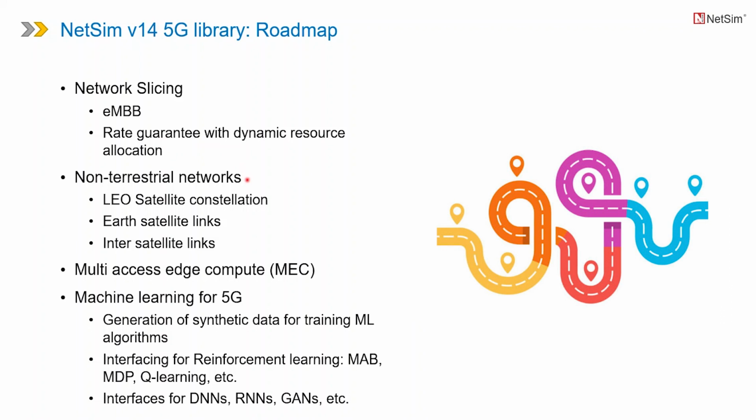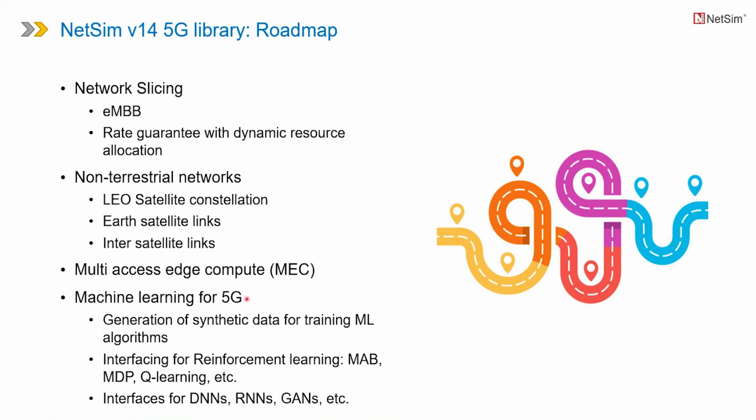Next, we are looking at non-terrestrial networks, which covers low Earth orbit or LEO satellite constellations, as well as modeling Earth-satellite links and inter-satellite links. Then we are exploring multi-access edge compute or MEC, which brings compute at the network edge rather than at remote servers located in far-off data centers. This is particularly useful for URLLC applications like industrial IoT and autonomous vehicles.